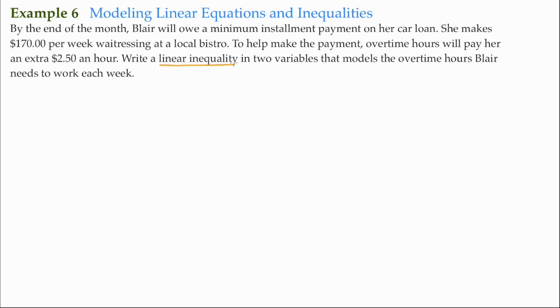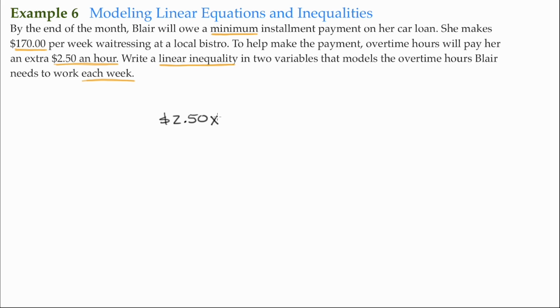And the one thing we want to focus on is the value that's going to fluctuate. And that's the $2.50. And of course, it says right here, an hour. So how much money she's going to make is all dependent upon how many hours she's allowed to put in. Also, she's going to be working for the week. And we already know that she makes $170 for that week. And she needs to make a minimum installment. So the amount of money she needs to make, well, she's going to be making $2.50 an hour. So it all depends upon how many hours.